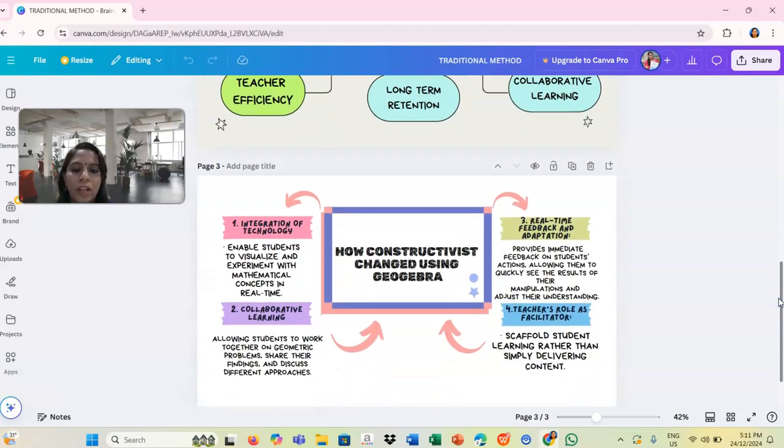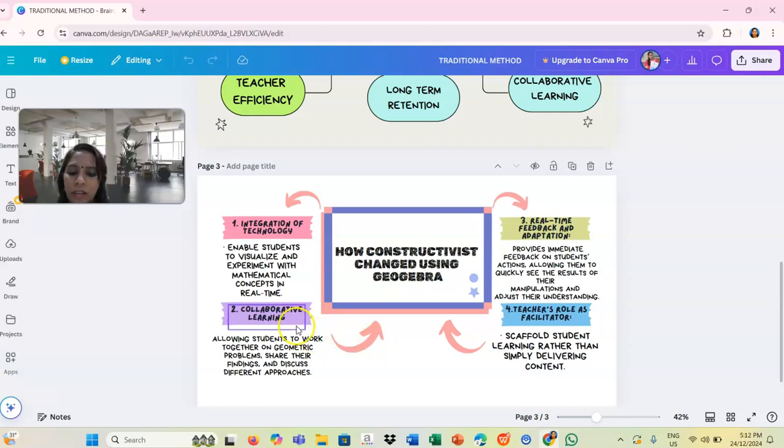Okay, now let me explain how constructivism changed using GeoGebra. Okay, how does it change? First, because of the integration of technology. It enables students to visualize and experiment with mathematical concepts in real time. So nowadays students have to visualize. Now we are in the era of AR and VR, so we have to change the method of teaching and encourage students to visualize. When they visualize, only then can they understand geometry better. And then they can apply their understanding to the real world.